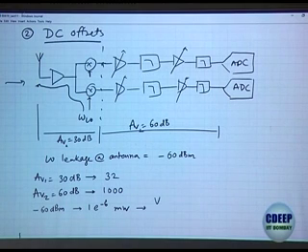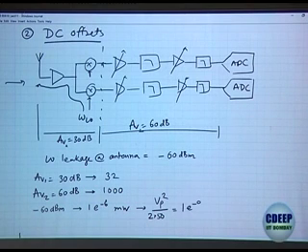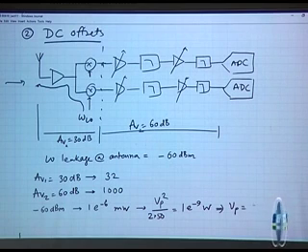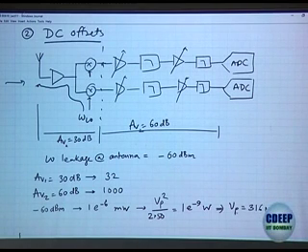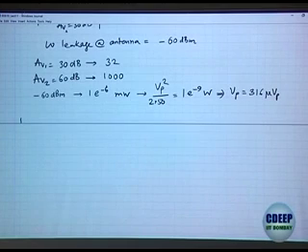So what is that? Vp squared divided by 2 times 50, let's say a 50 ohm circuit, is equal to 1E minus 9 watts. So that gives you Vp is equal to 316 microvolts peak. Does that make sense? It's just numbers at that point. All right.